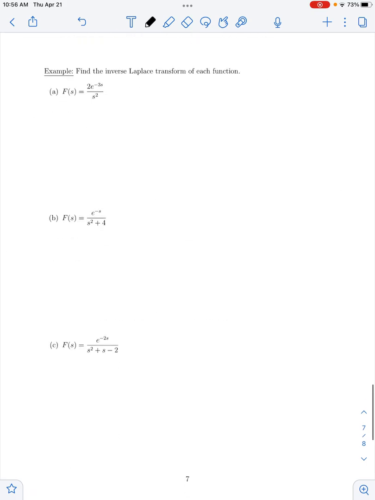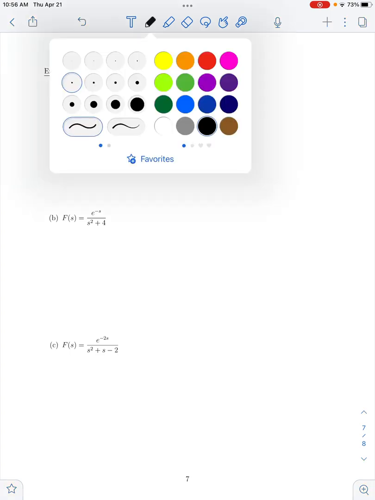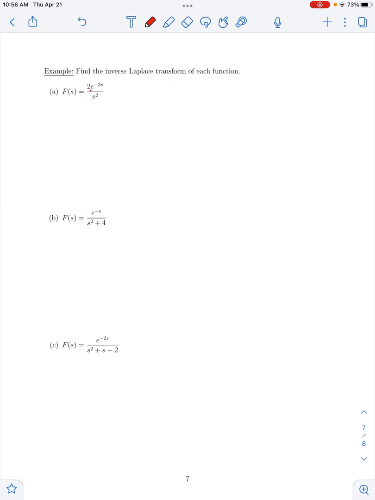So now let's consider some examples working in the opposite direction in terms of an inverse transform. Here we are asked to find the inverse Laplace transform of each function. We've got a few parts. In part A, f of s is 2e to the negative 3s over s squared. And when I look at this one, something that jumps out right away is this e term, e to the negative 3s.